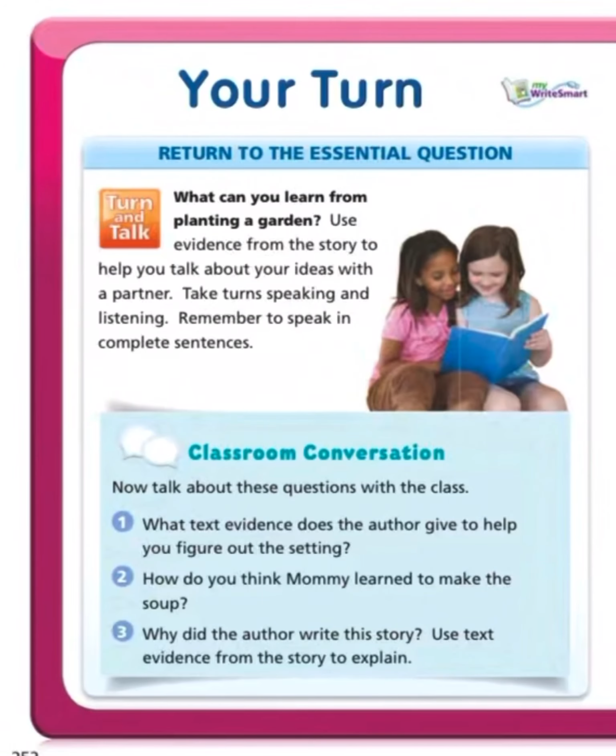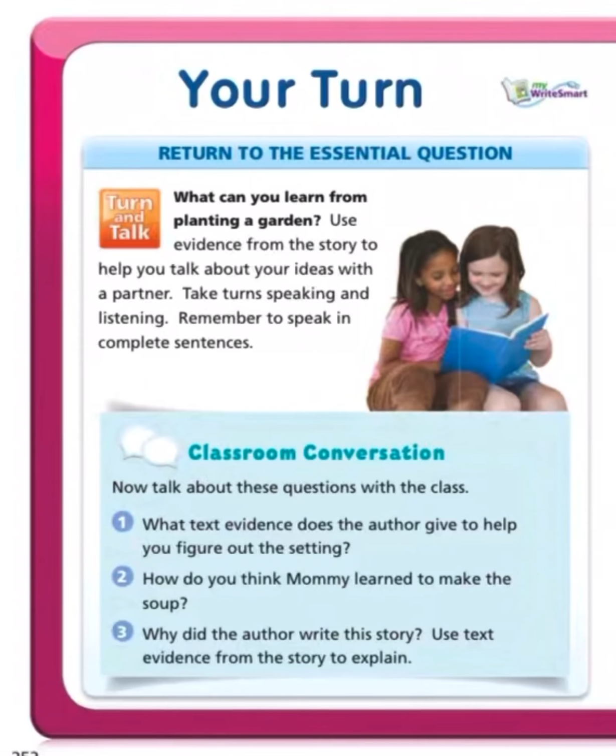Your turn. Return to the essential question. Turn and talk. What can you learn from planting a garden? Use evidence from the story to help you talk about your ideas with a partner. Take turns speaking and listening. Remember to speak in complete sentences.